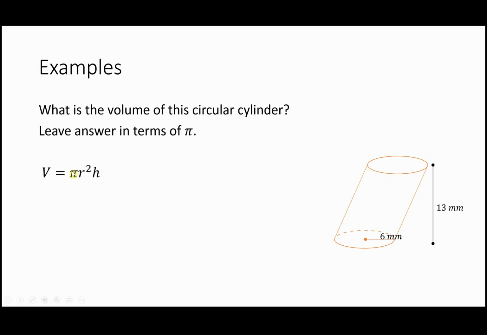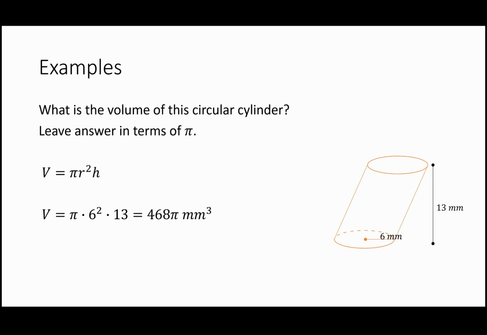So take the area of the base, pi r squared, and multiply it by the height. Plug in the numbers. 6 goes in for r, 13 goes in for h. Multiply it all together, let pi come along for the ride, and you get 468 pi millimeters cubed. Pi stays there. Millimeters gets raised to the 3rd power because we're talking about volume.